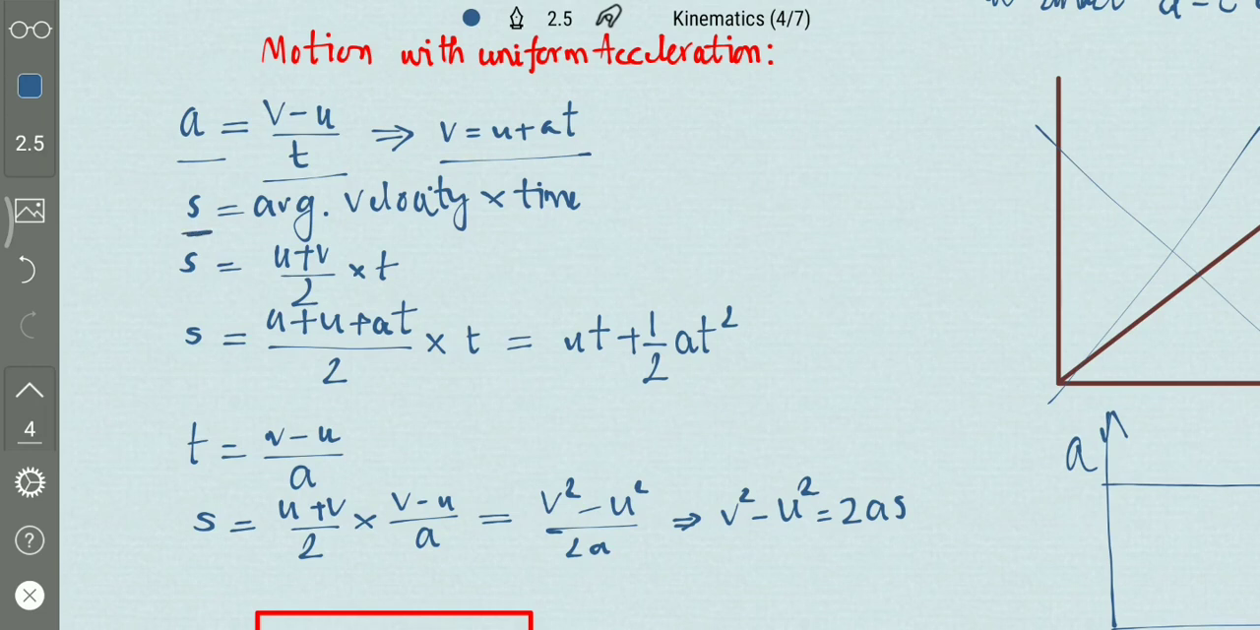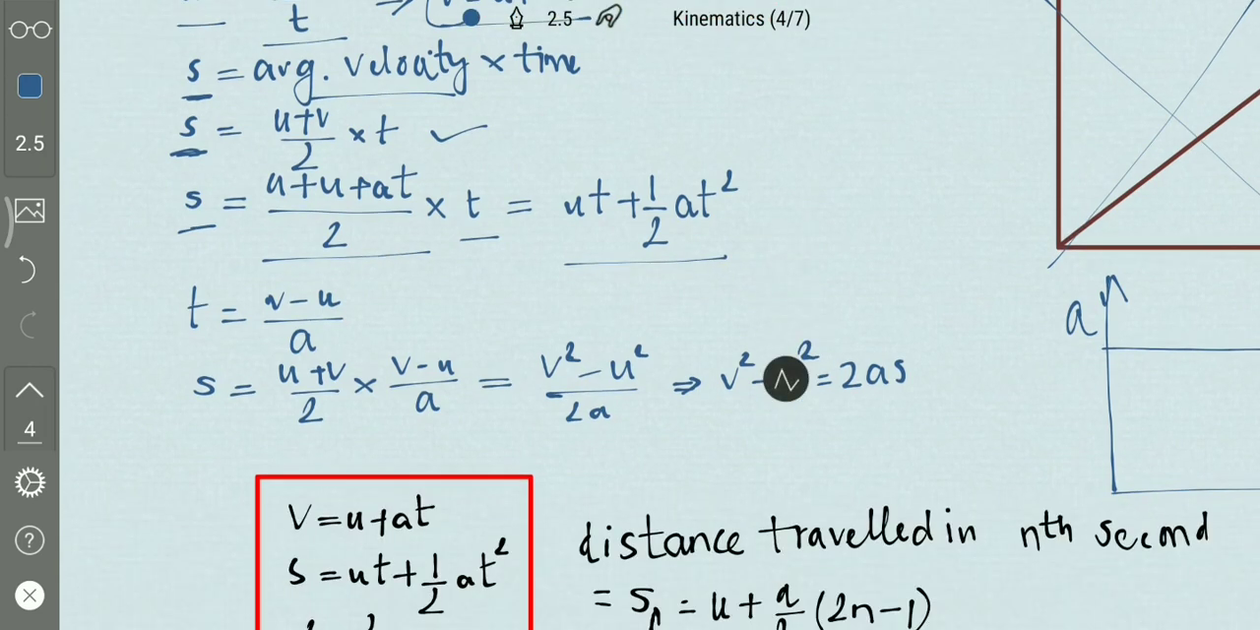We have seen that displacement divided by time is average velocity. So here s is equal to (u plus v) divided by 2 into t, since it is uniform acceleration. Here it is (u plus v) by 2, and v is u plus at. Substituting this v, we get (u plus u plus at) divided by 2 into t. So we get s is equal to ut plus half at square.